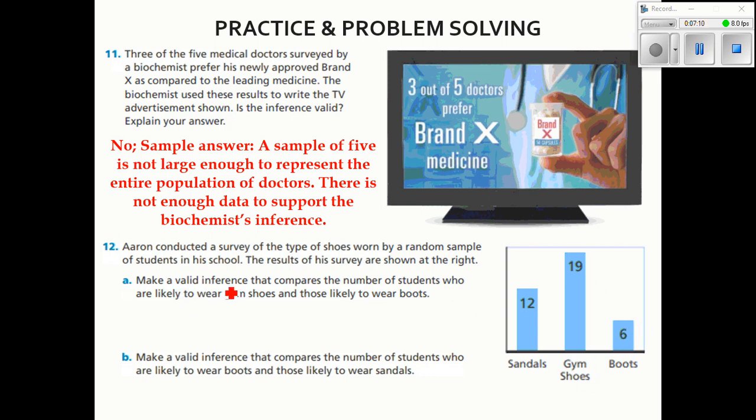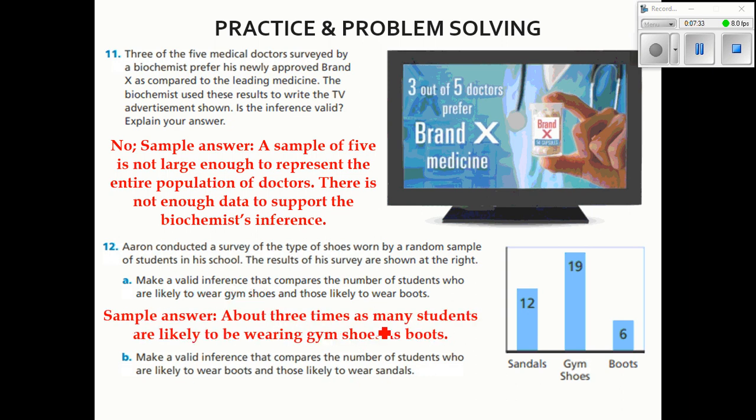Make a valid inference that compares the number of students who are likely to wear gym shoes and those likely to wear boots. When I compare gym shoes to boots, I can see that there's almost 3 times as many gym shoes. In fact, there's more than 3 times as many people that wear gym shoes as boots. That's an inference I can make based on the information. About 3 times as many students are likely to wear gym shoes as boots.